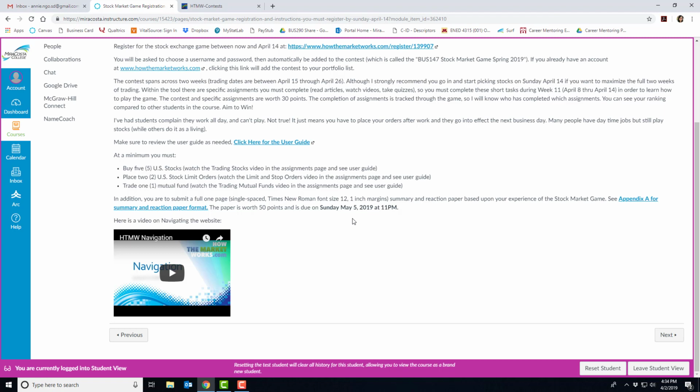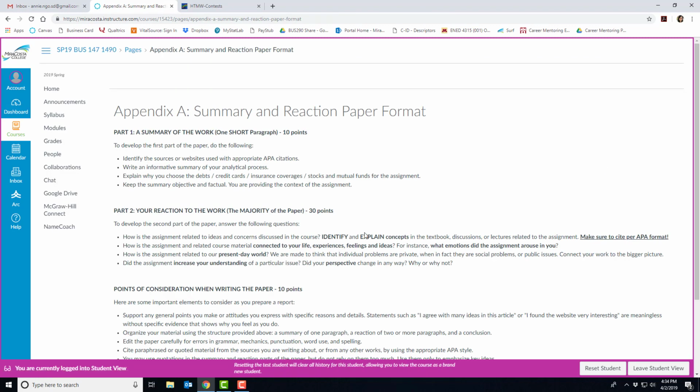So if you have any questions, again, about how to write the paper, you'll want to make sure to click on the Appendix A here and look at the instructions for the summary and reaction paper format. But again, the first part of the paper is a short paragraph that explains which stocks you chose and why, and any background information you want me to be aware of.